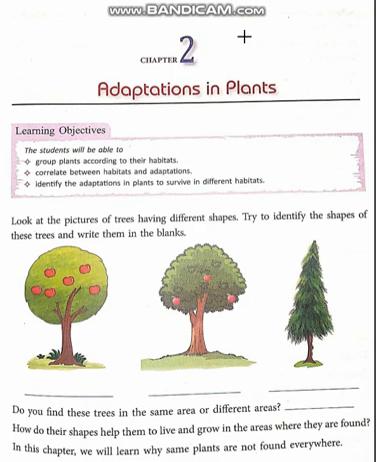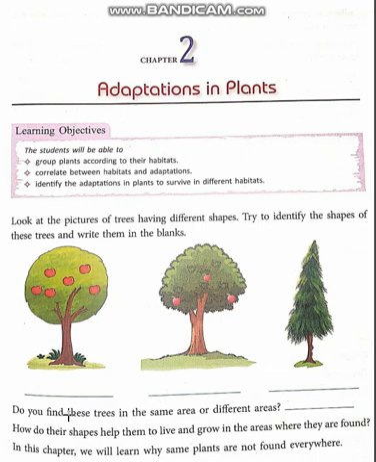Just look at the first page of your chapter. Here are some images of plants. Now see the images and look at the different shapes of them. Try to identify their shape and write them in the blank. As we can see, the shape of this plant is different. It is round in shape. This is oval in shape and this is cone in shape.